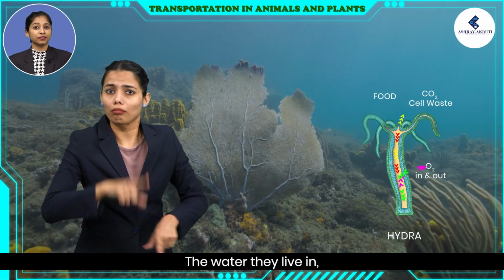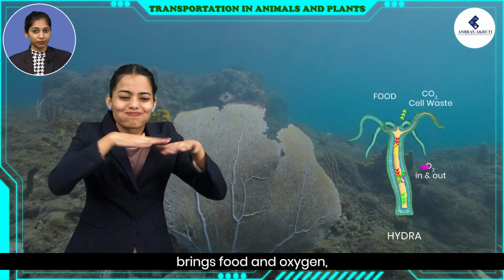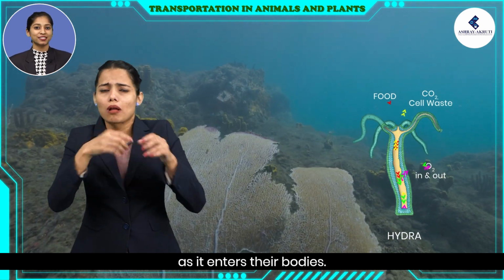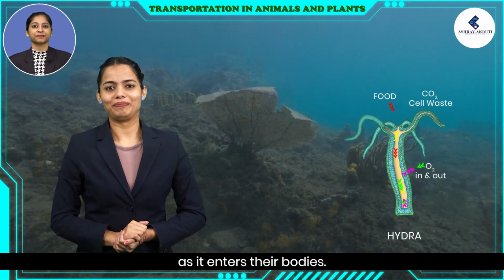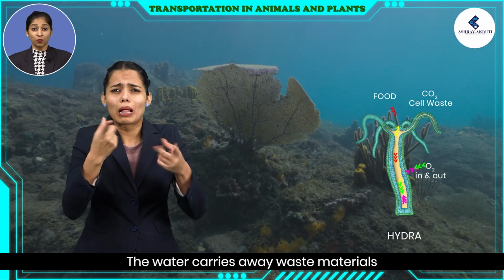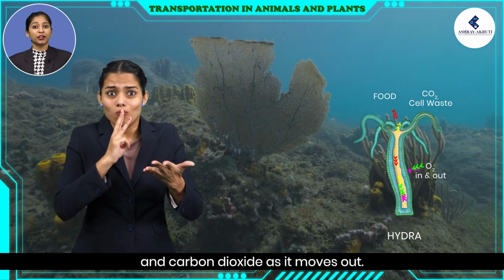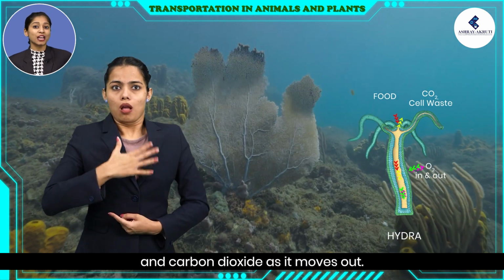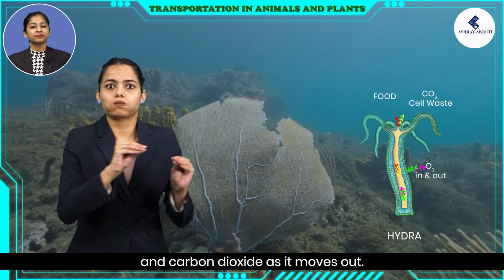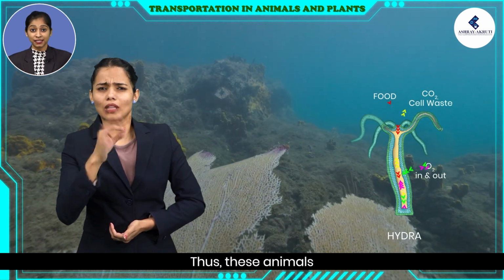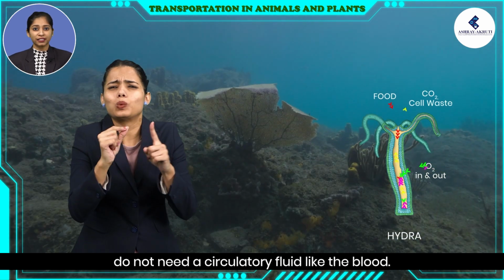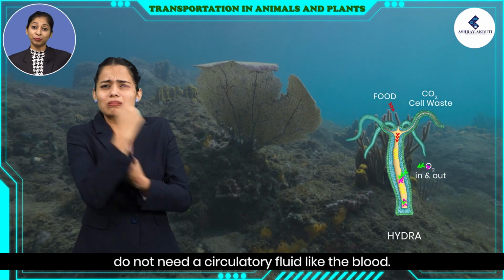The water they live in brings food and oxygen as it enters their bodies. The water carries away waste materials and carbon dioxide as it moves out. Thus, these animals do not need a circulatory fluid like the blood.